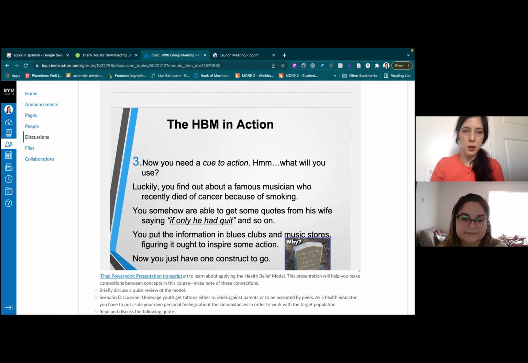So number 3 would be, now you need a cue to action. What will you use? Luckily, you find out about a famous musician who recently died of cancer because of smoking. You somehow are able to get some quotes from his wife saying, if only he had quit, and so on. You put up the information in blues clubs and music stores, figuring it'll inspire some action. Now you just have one construct to go.